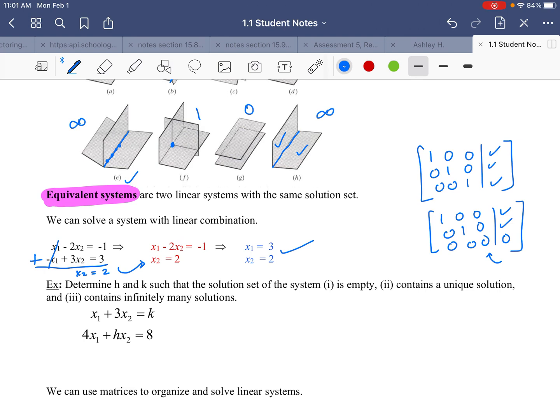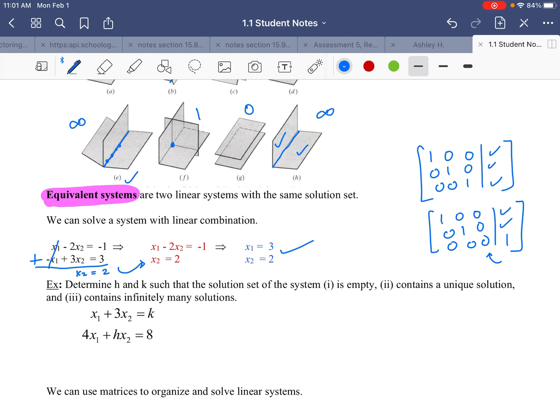And then what happened also is when we had this one right here, if this was a 1 but that was a 0, that meant no solutions, remember? So we're going to be talking about these things in this next example here. There are 3 types of scenarios, so just remember those things and what we did there.